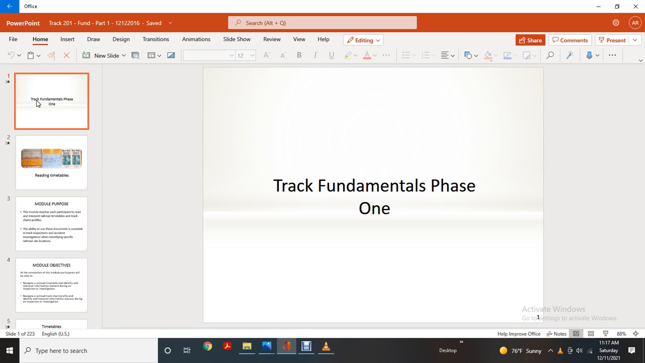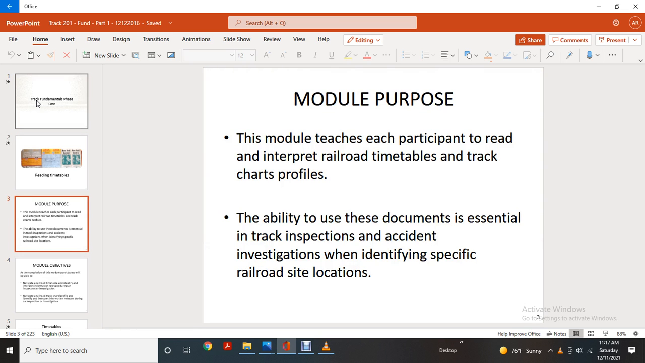Fundamental Phase 1. Reading Timetables. Purpose of the module: teach each participant to read and interpret a railroad timetable and track chart profiles. The ability to use the document is essential for track inspection and accident investigation when identifying a specific railroad site location.